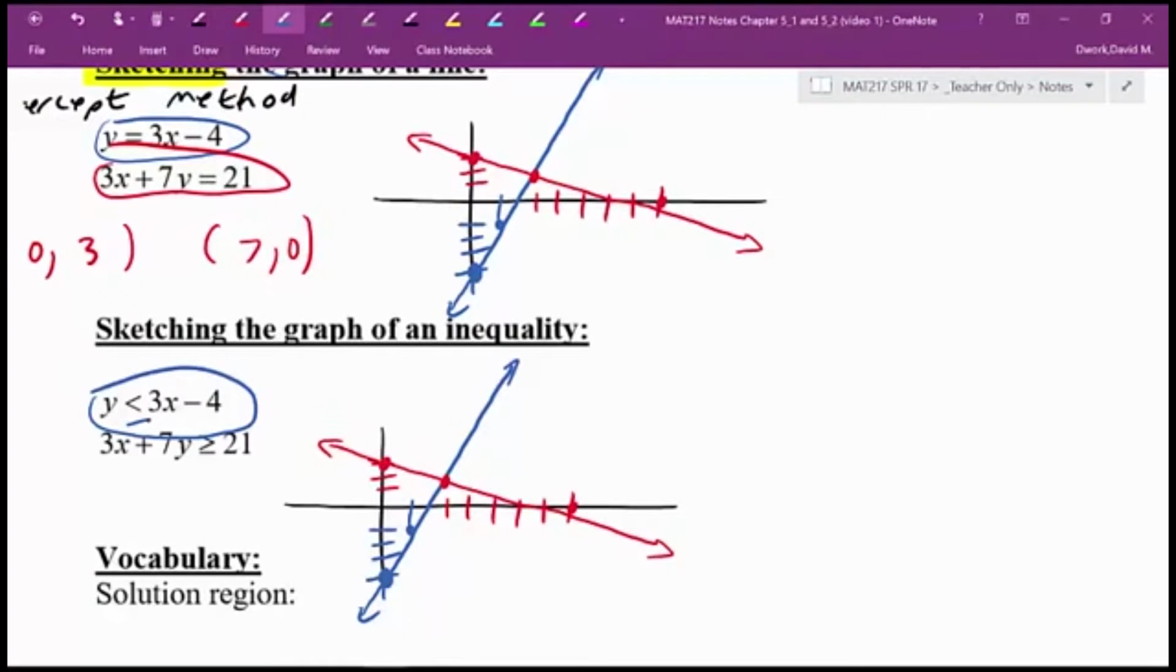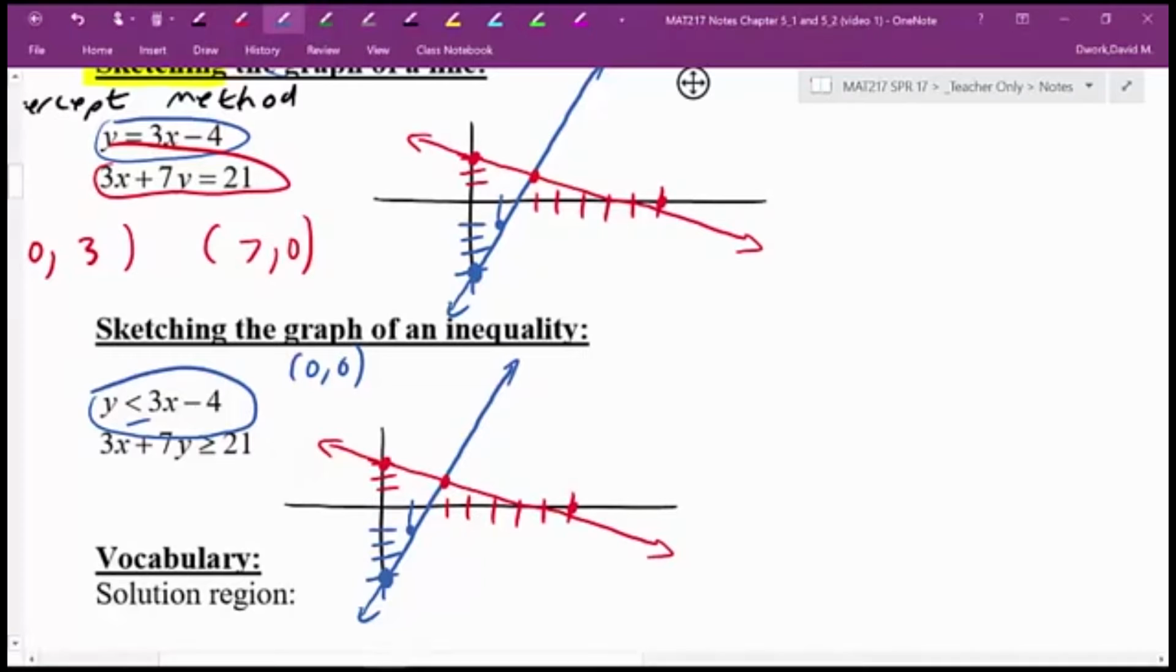So instead, I like to talk about something called test points. So what I'm going to do is pick any point that's not on my blue line. I want it to be off my blue line. So a good point is usually (0, 0). Unless your graph goes through it, it's a good test point.